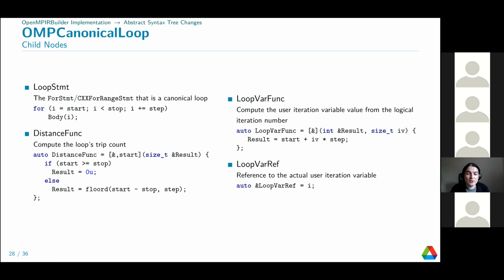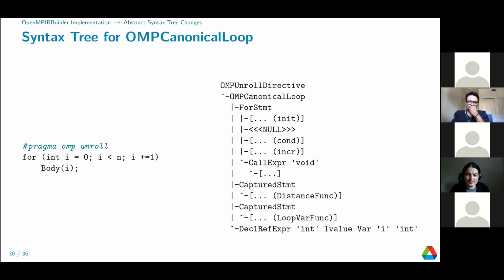And also another lambda, which takes a normalized logical iteration number and computes the user loop variable from it. In practice, the AST of that looks like this. We have an unroll. We have the loop itself with the for statement that hasn't changed itself. But in addition to that, we have the OpenMP canonical loop, which has this captured statement and additionally a reference to the user loop variable.